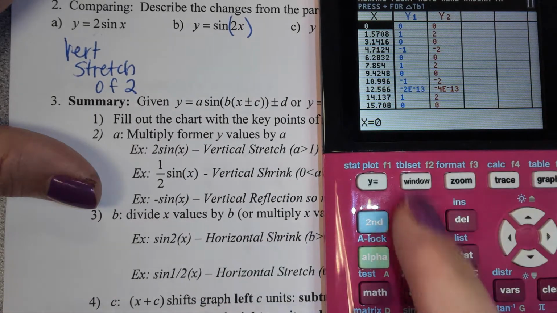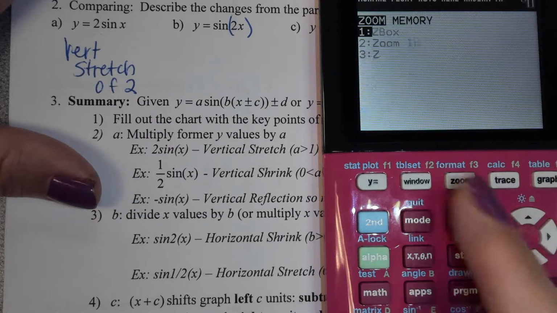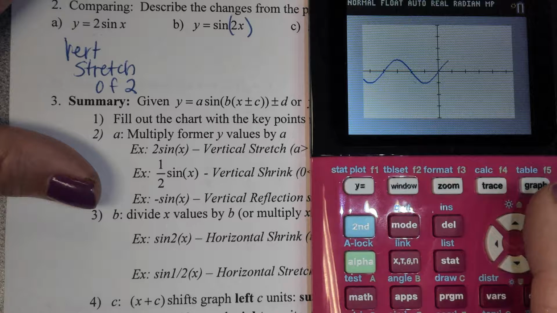Shrink of what, vertical or horizontal? You are correct. And just to get a look at that, I'm going to turn this one off and turn this one on. I'm going to do my zoom trig, and just to see it, here's the normal sine curve, and here comes the new one, and we're going to see what this one is. And so this one ends up being just like that.